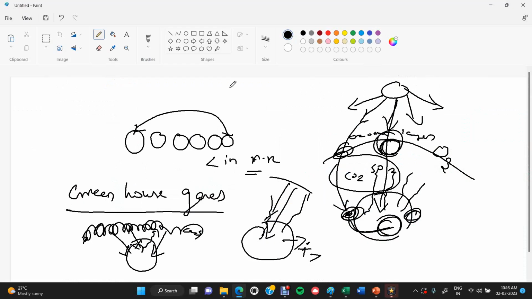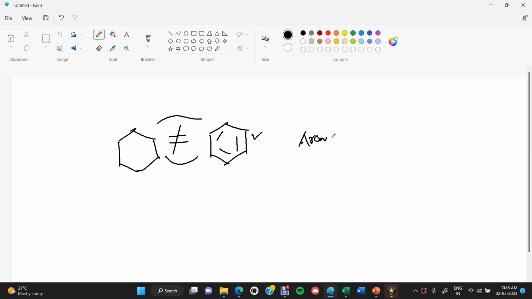Let me explain here clearly. Listen here. This is a cyclic compound. This is an aromatic compound. So the cyclic compound does not have properties similar to those of the aromatic compound. Both are not equal. If they had to mention the benzene ring, they might have clearly mentioned aromatic compound.